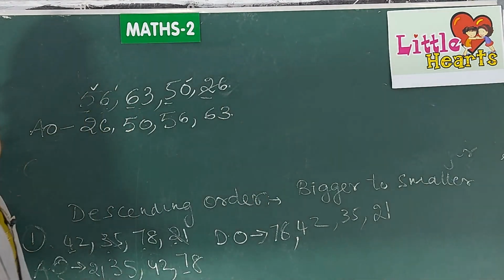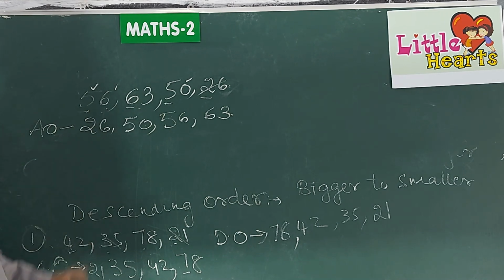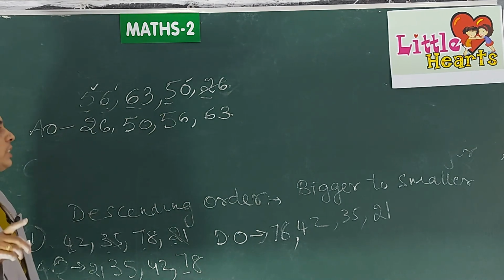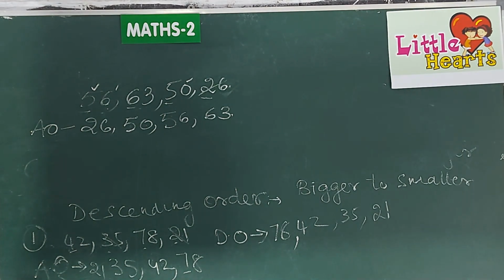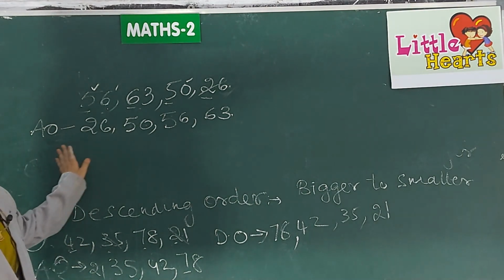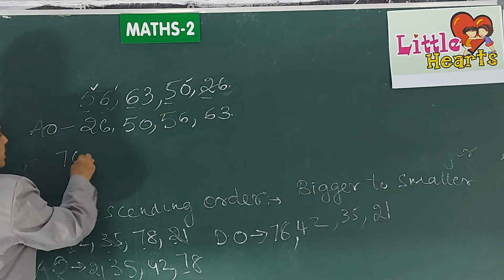So if the tens place digits are same, you have to check with the ones place digit. This is the most important thing to be remembered while writing ascending order or descending order. Now write the set of numbers in descending order.